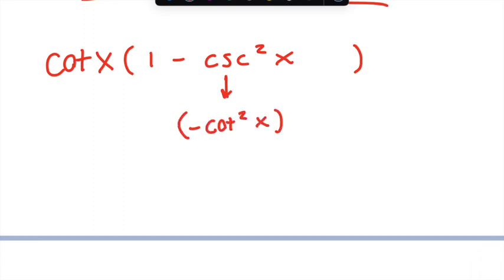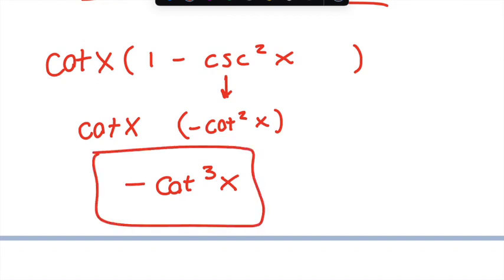Now that we have negative cotangent squared times cotangent of x, we'll just add the powers, cotangent cubed of x, and then drop down the negative. And then that'll be it right there.